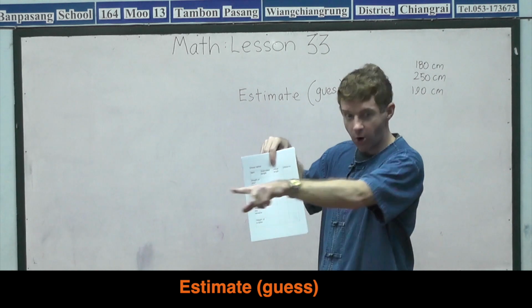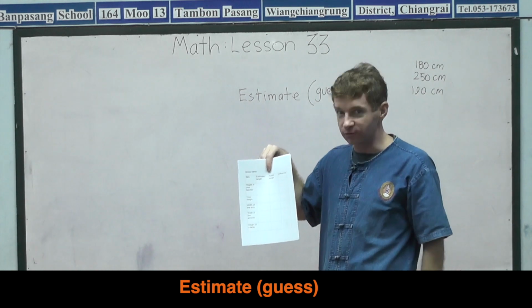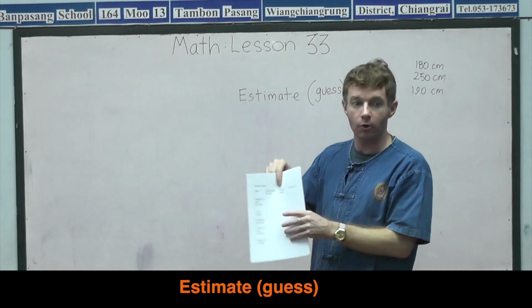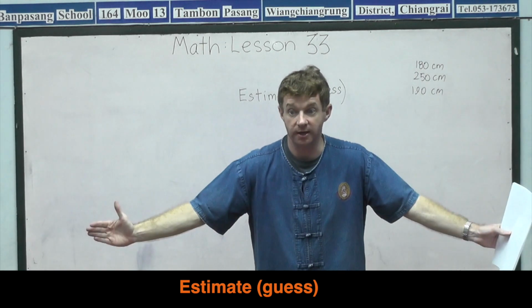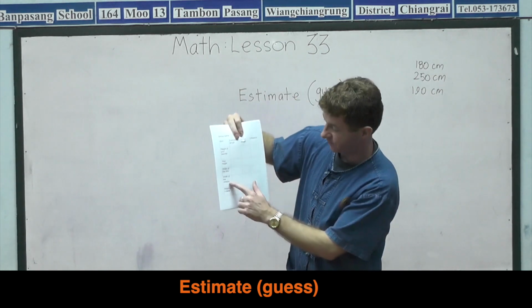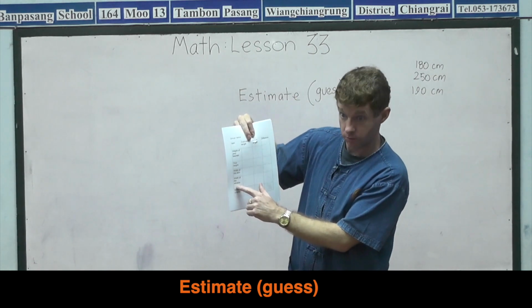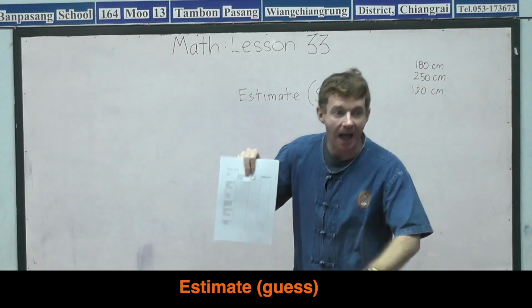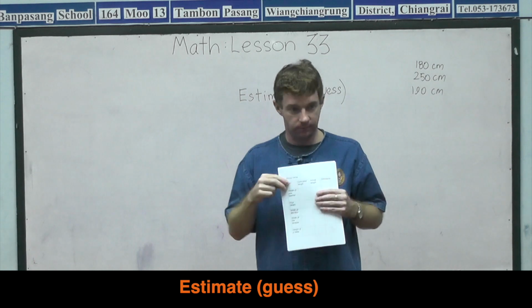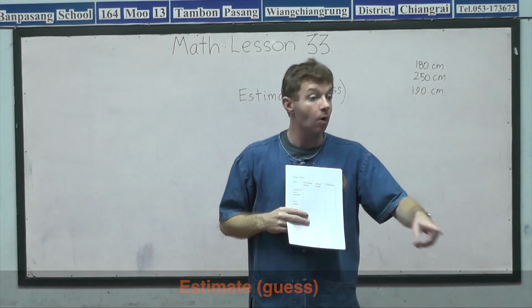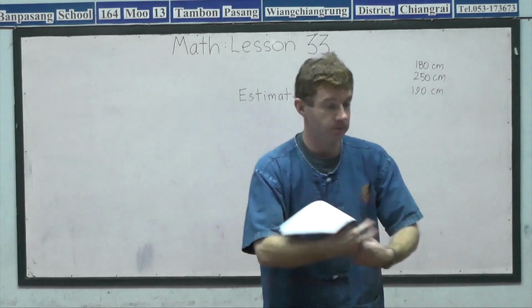Then the height of your students. Then the width of the door. So width means this way, not height, width. Width of the window. So we have to find a window. And then the height of a table.